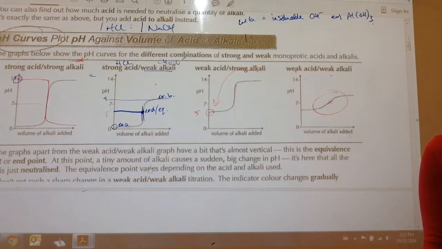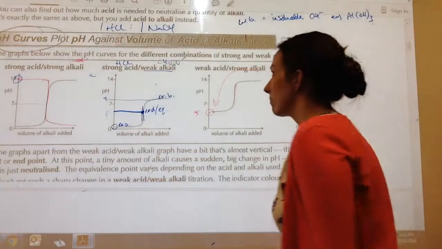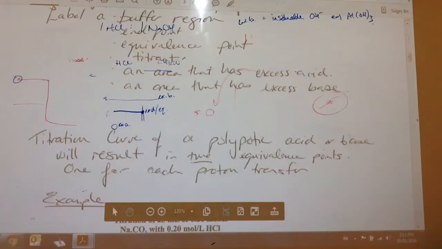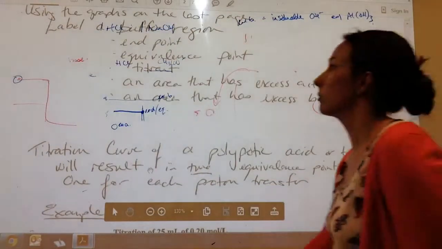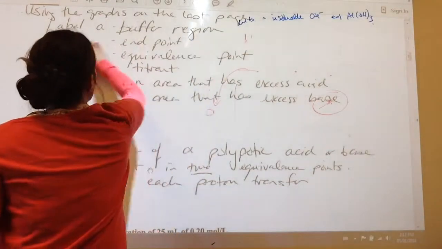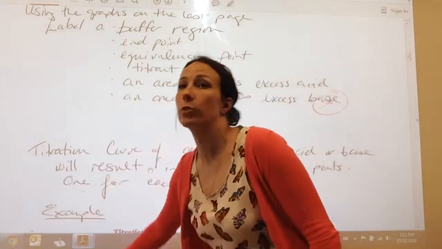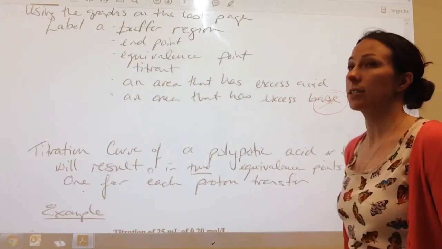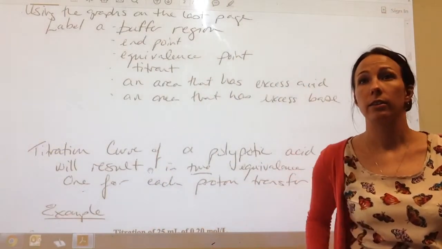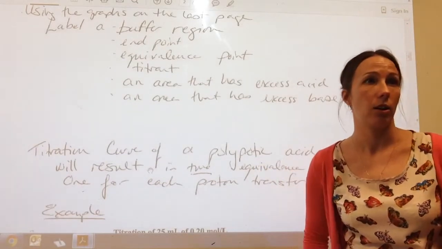Okay, questions on that? Okay. If I am reacting, I think I've got a diprotic next. Oh yes. So can you just rub this out? Or have you, I hope you have already, labeled a buffer region, an endpoint, equivalence point, what the titrant is, an area that would have an excess acid, an area that has an excess base. Can you do that? Have you already done it? Right? Okay, tick, tick, tick, tick, tick. Got it.